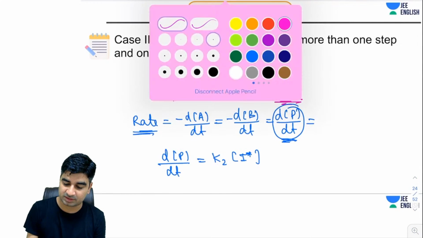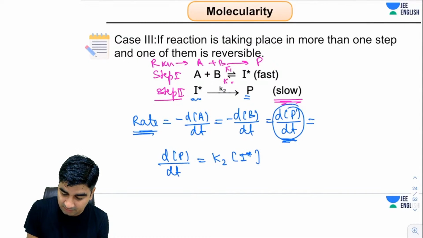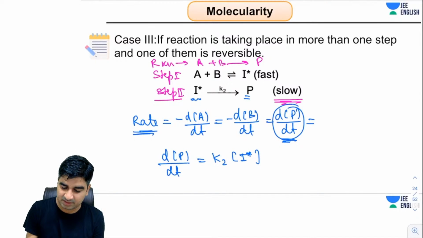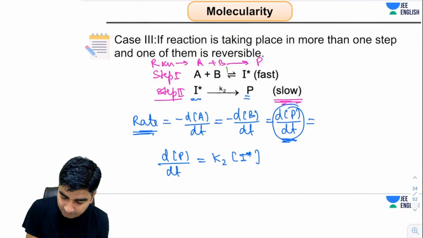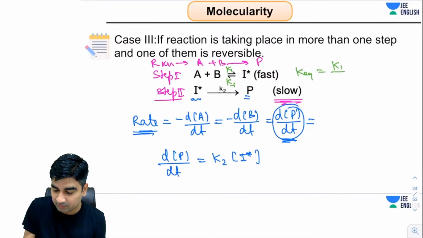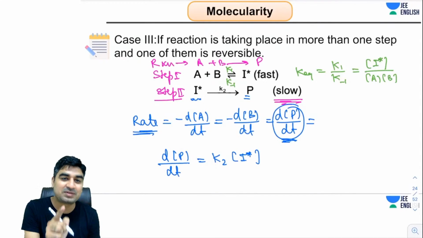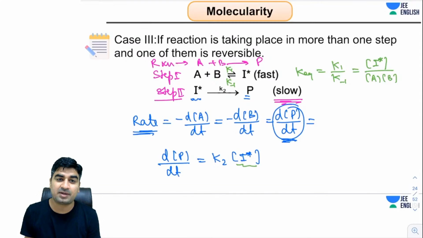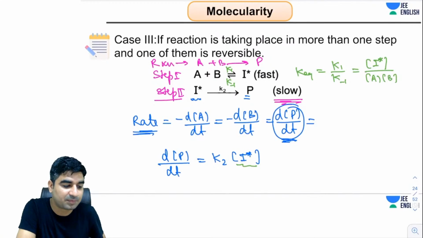Let's take two more constants. This is k1 and this is k minus 1. So K equilibrium will be equal to k1 over k minus 1, and it will be equal to I star over A and B. And I want to remove this I star. Why? Because it is an intermediate, and intermediate should never appear in the rate law expression. Now how will I do it? Solve it, just try it.